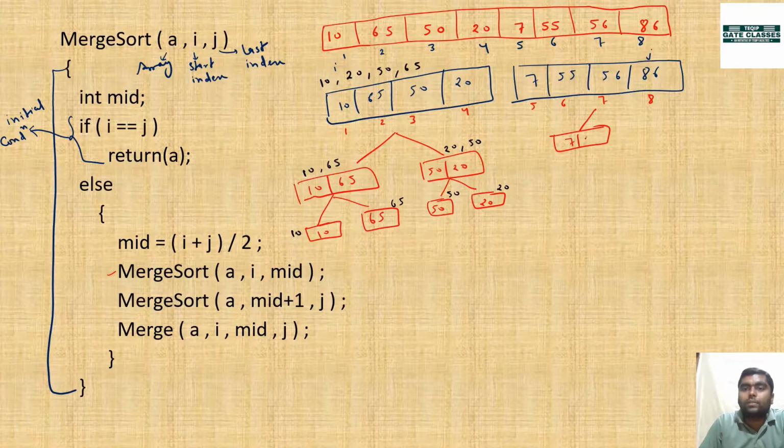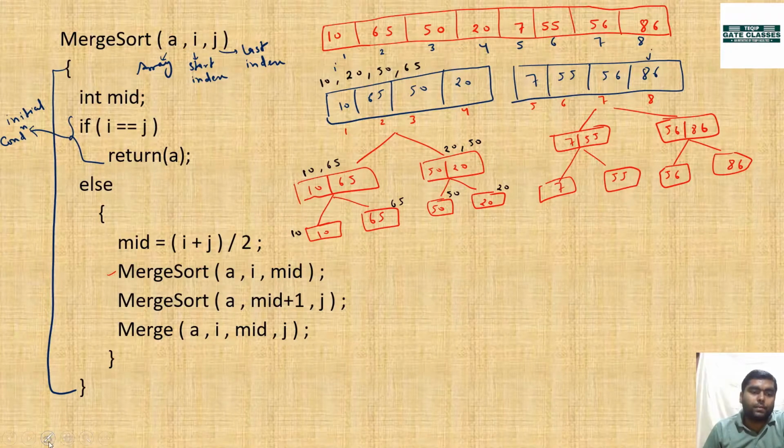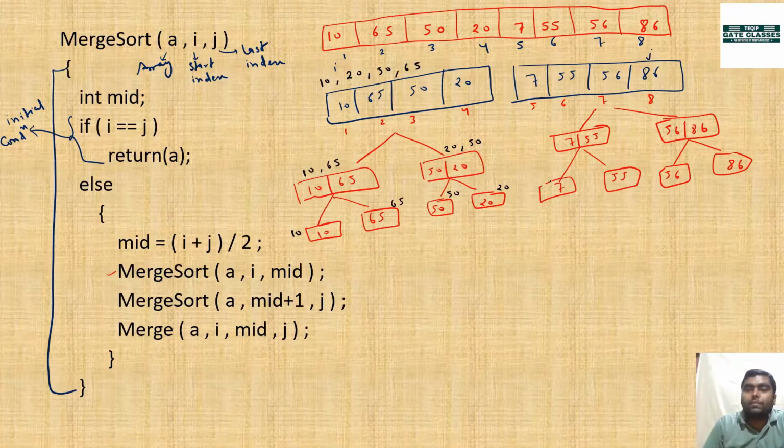In this there will be 7 and 55, and this part will be divided as 56 and 86, and finally again this will be divided like 7, and this will be 55, and here this is 56 and this is 86. Observe very carefully. After this, returning will always be there. What will be returned? For 7, i equals j, of course, so simply return a, so 7 will be returned, here 55 will be returned, here 56 will be returned, and here 86.